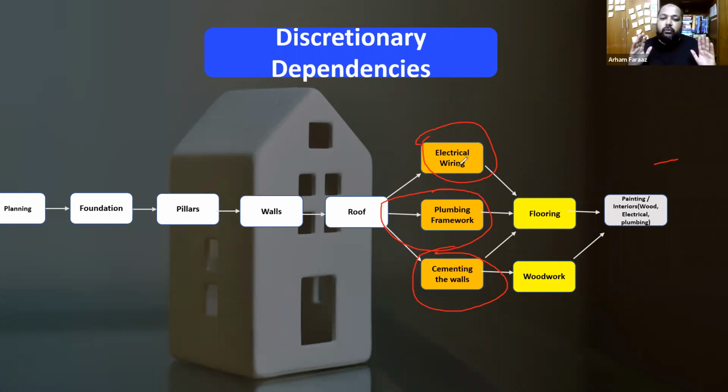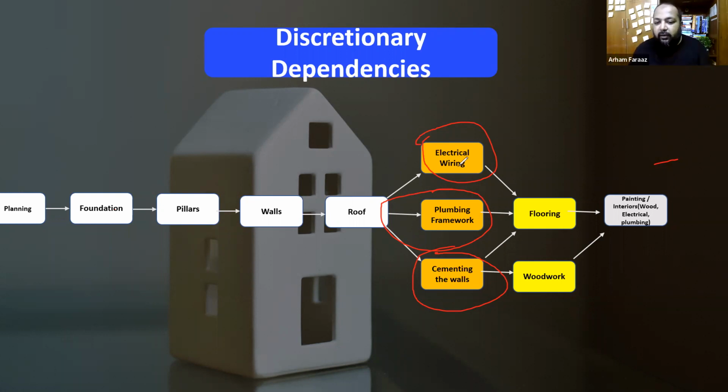Those things can be done. The cementing of the walls can be done irrespective of the plumbing and electrical. Wherever the electrical and plumbing are not required, you can do the cementing of the wall. On walls where you need all three of them, there's a process like 1, 2, 3. Then a dependency comes in.